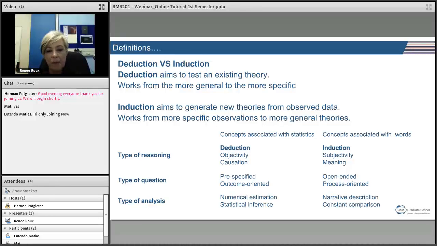So I work from very general to something more specific. I'm now going to test: was the fact that my internet connection was down so often the reason for receiving a low service quality rating? Induction is the opposite. You work from something very specific to general. So it is where I start with a very specific observation, that my internet was down a lot, and I believe that that had an impact on service quality.